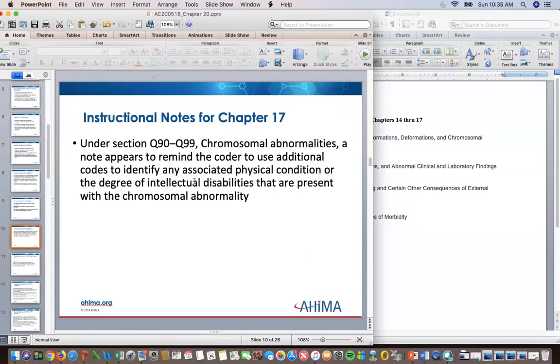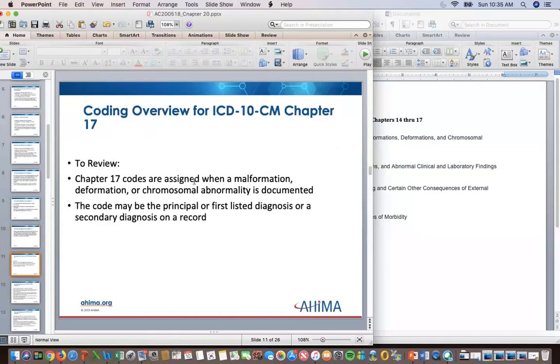And then as you move through these PowerPoints, I'm not going to hit each and every one of those, I may just hit the title here, but be familiar with what the codes and diagnoses are that are in Chapter 17. So under Q90 to Q99, chromosomal abnormalities, a note appears to remind a coder to use additional codes to identify any associated physical condition or the degree of intellectual disabilities that are present with the chromosomal abnormality.